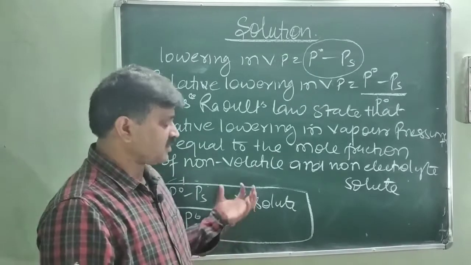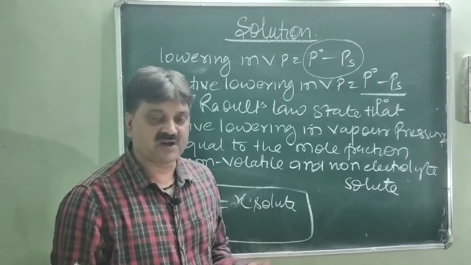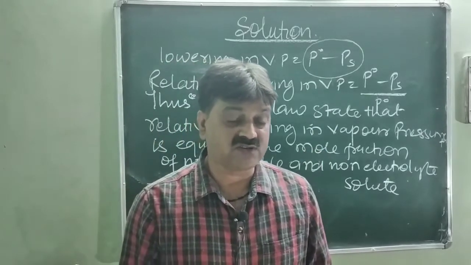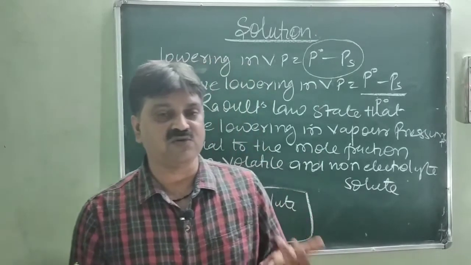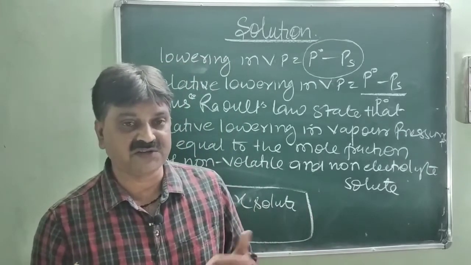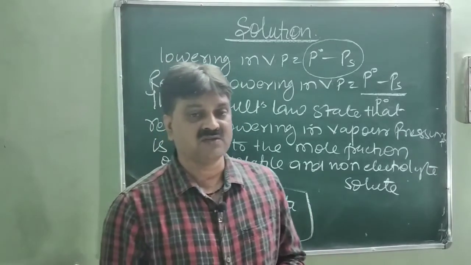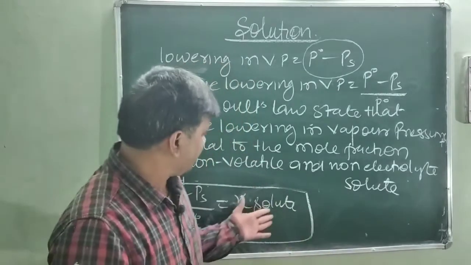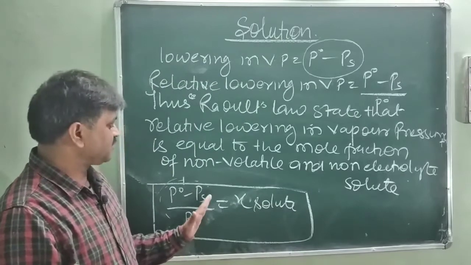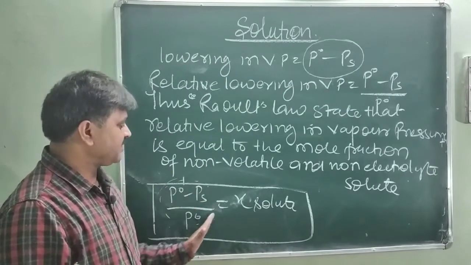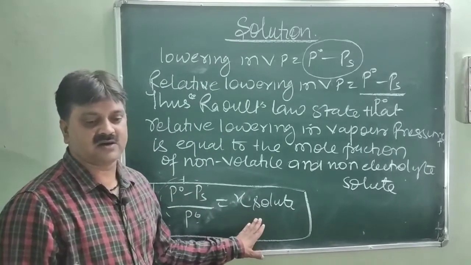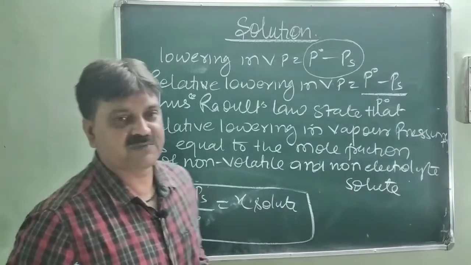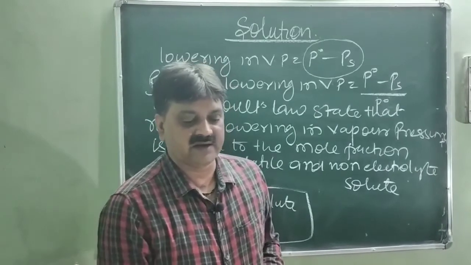It means the vapor pressure is lowered as the number of moles of solute in the solution increases. As the mole fraction of solute increases in the solution, you can obtain the relative lowering in vapor pressure. So this formula, P naught minus Ps upon P naught is equal to X solute, is called Raoult's law. Is it clear?